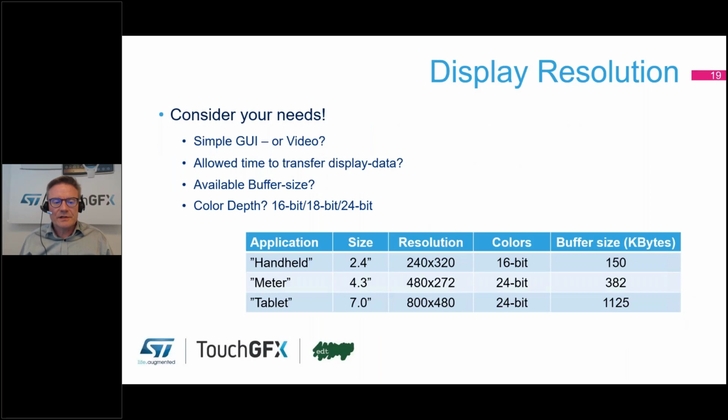And as I said, consider your needs. This is just 3 simple examples of what kind of buffer size you will actually need if you are running displays with different resolutions and different color depth. Keep in mind that color depth is really where you will also be facing some challenges, especially if you go up into 24-bit. It's quite a lot of data that you need to throw to the display.